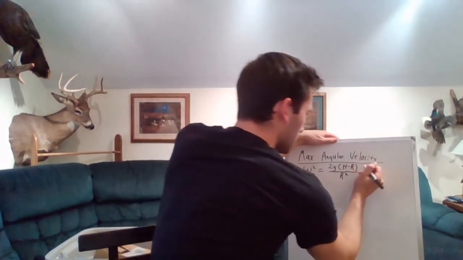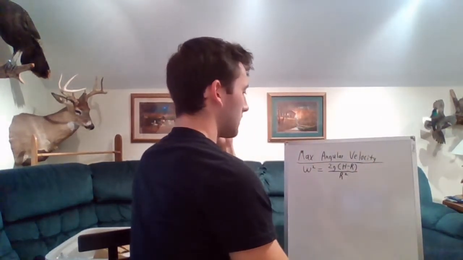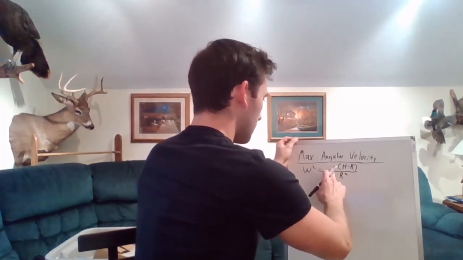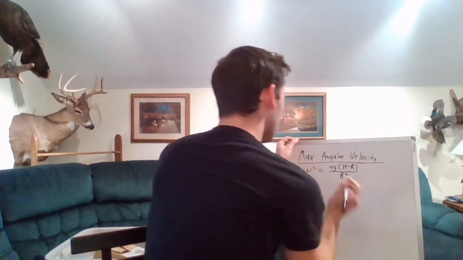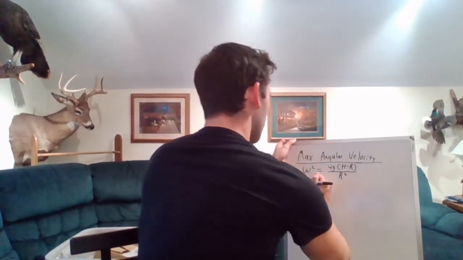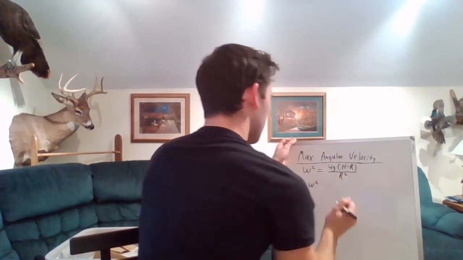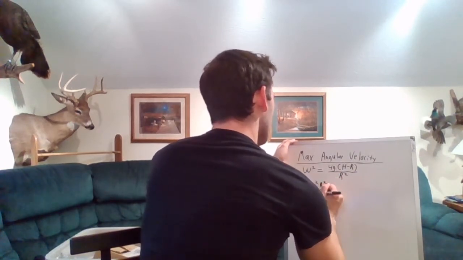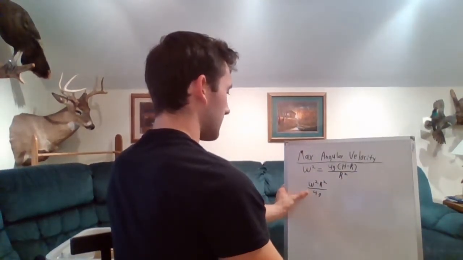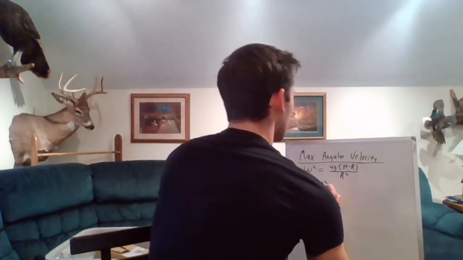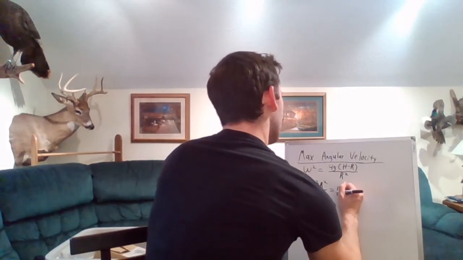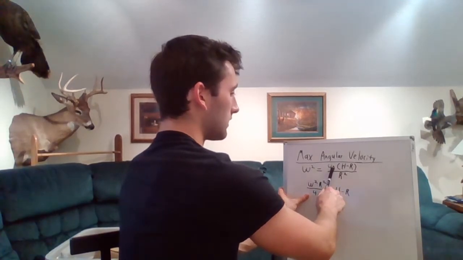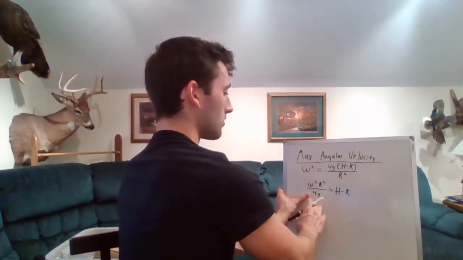Actually, I just realized earlier it should not have been 2G in the denominator, it should have been 4. So it should have been w squared R squared over 4G equals H minus R. That's what it should have been previously, because when we take the square root, we'll get to take this 4 out and make it 2.